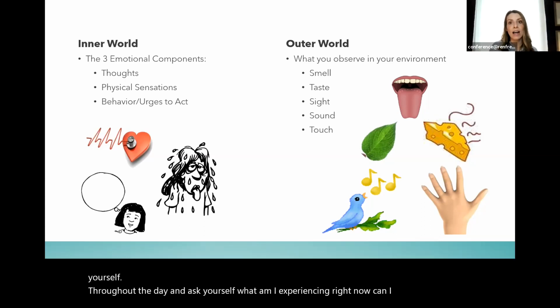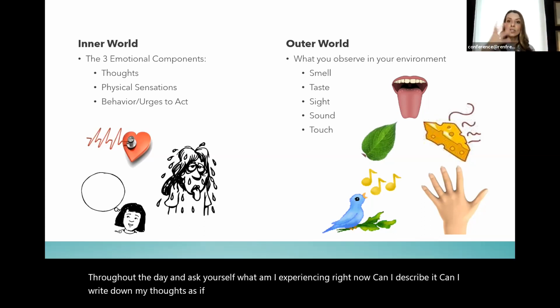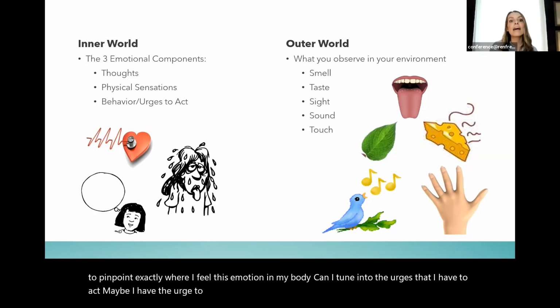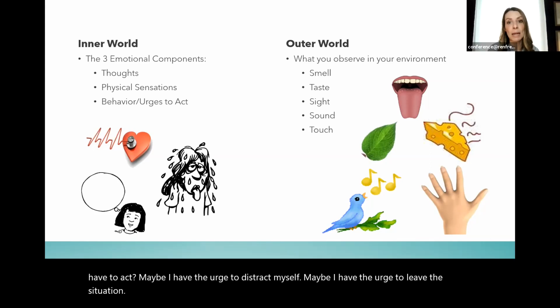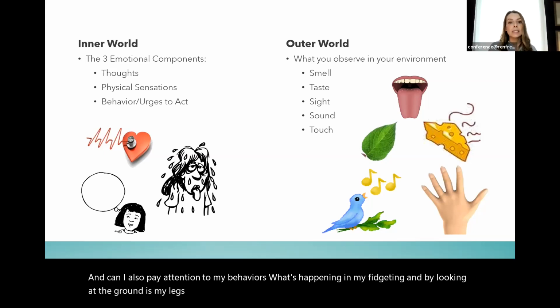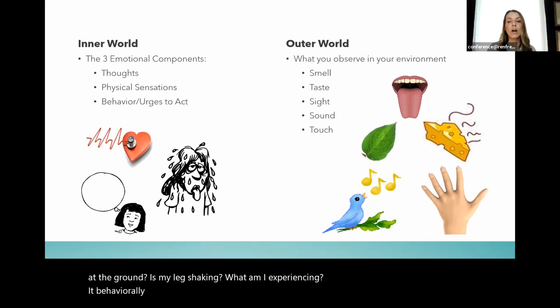Can I write down my thoughts as if they're quotes? Can I tune into my body with a full body scan and try to pinpoint exactly where I feel this emotion in my body? Can I tune into the urges that I have to act? Maybe I have the urge to distract myself. Maybe I have the urge to leave the situation. And can I also pay attention to my behaviors? What's happening? Am I fidgeting? Am I looking at the ground? Is my leg shaking? What am I experiencing behaviorally? So we want to tune in to all of those things.